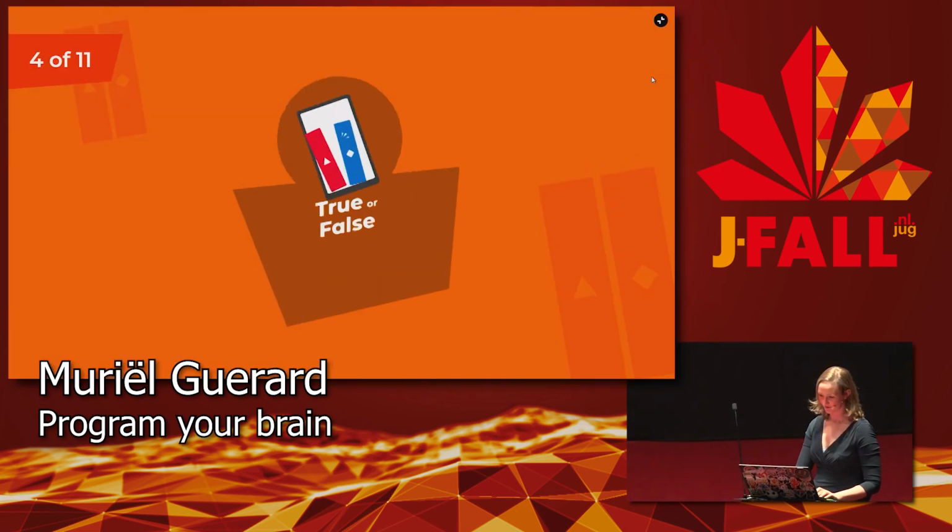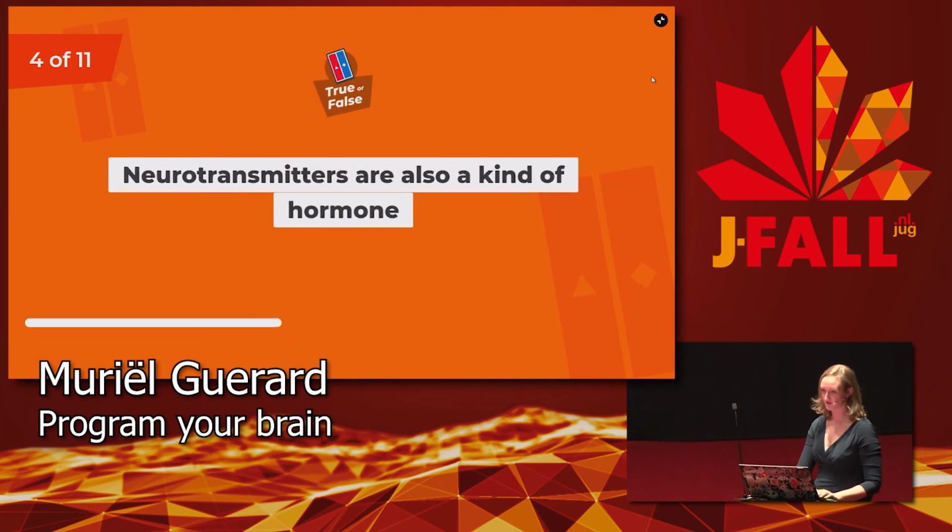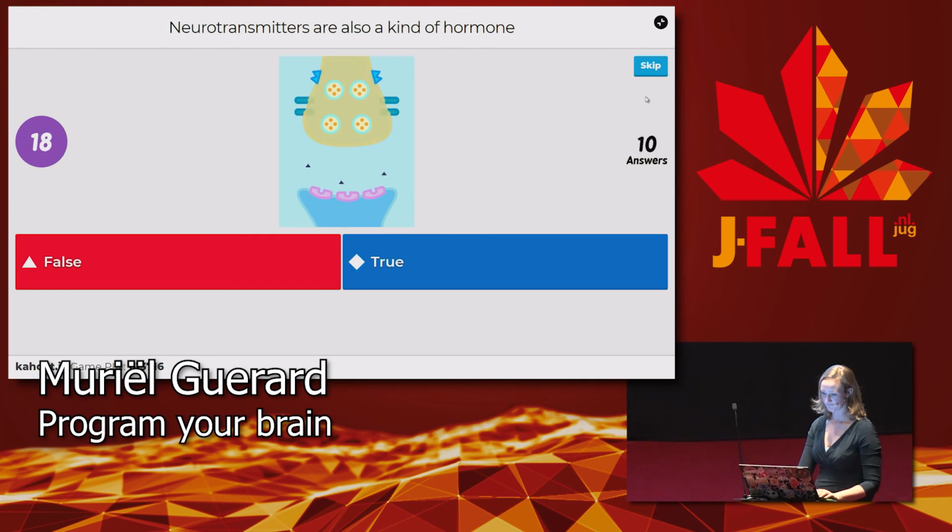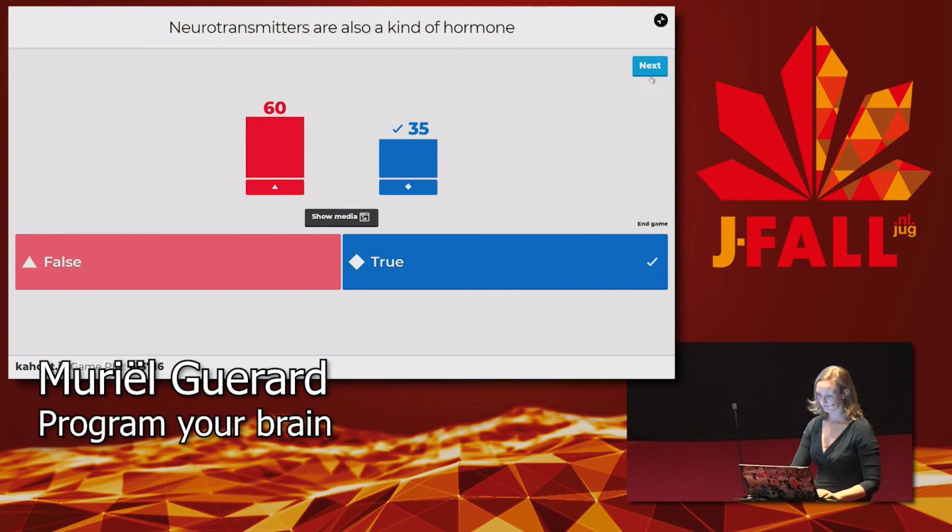So, there we go. True or false? Neurotransmitters are also a kind of a hormone. It's true. Neurotransmitters are hormones, but not all hormones are neurotransmitters.